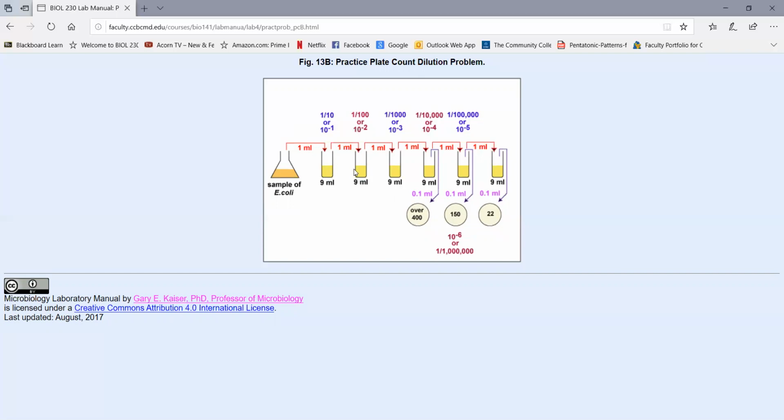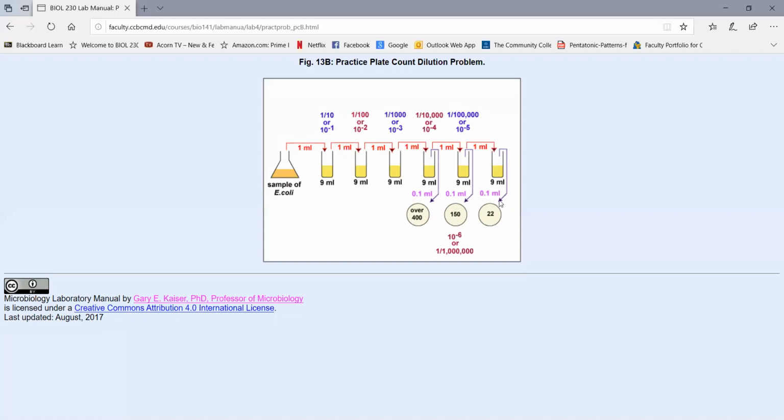We take 1 mil out of the 1 to 100 dilution tube, put in 9 mils of saline, 1 to 10 of 1 to 100 is 1 to 1,000 or 10 to the minus 3. Take 1 mil out of there, put in 9 mils of saline, gives us 1 to 10,000 or 10 to the minus 4. Take 1 mil out of the 1 to 10,000, put in 9 mils of saline, that's 1/10 of that, so that's 1 to 100,000, 10 to the minus 5. And of course, the last one would be 1 to 1,000,000 or 10 to the minus 6.